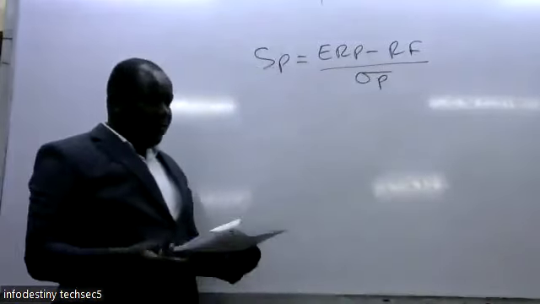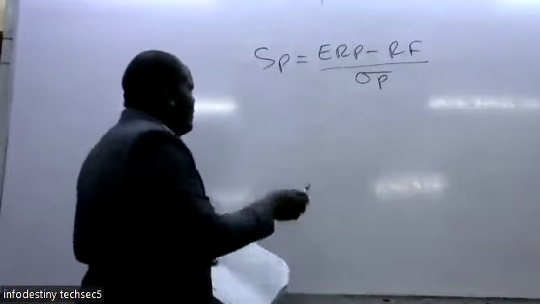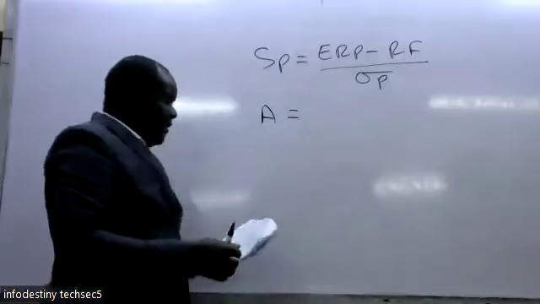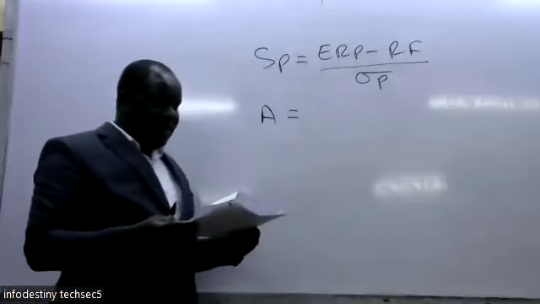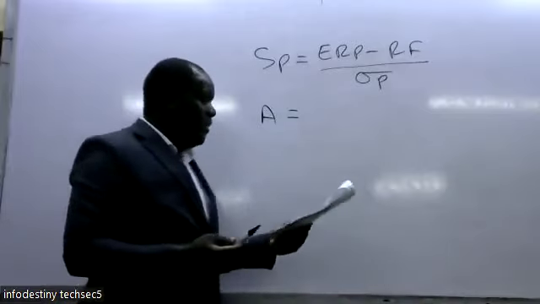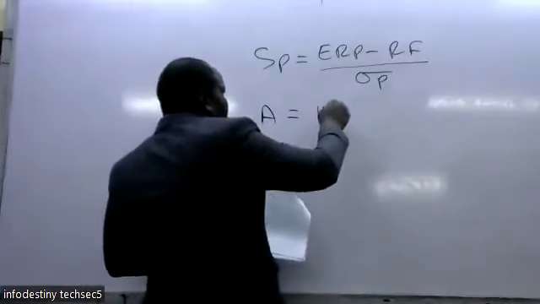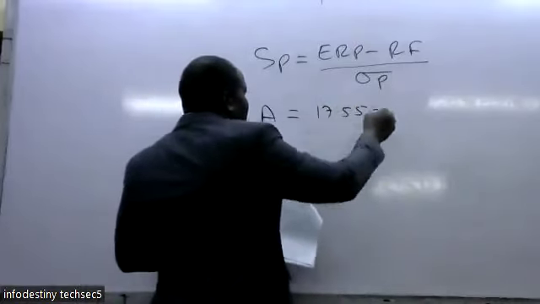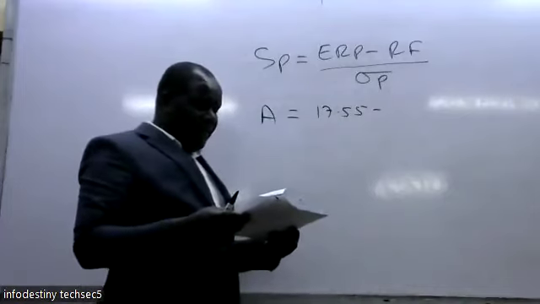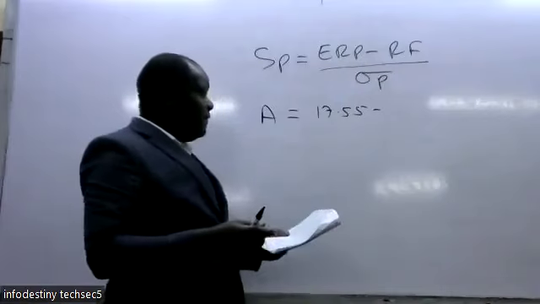So we compute for each one of them. We start with the one of A. You can see the average return is the same as the expected return, where they gave you 17.55%. Risk-free rate, when you check down there in the note number 1, they gave us what percent?